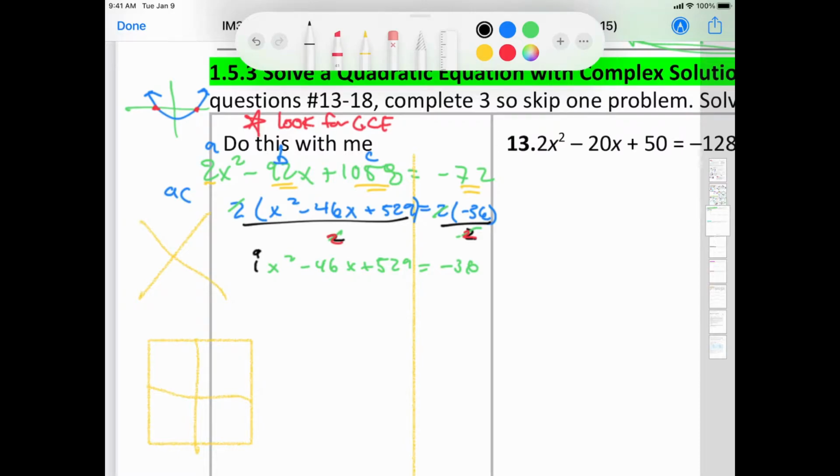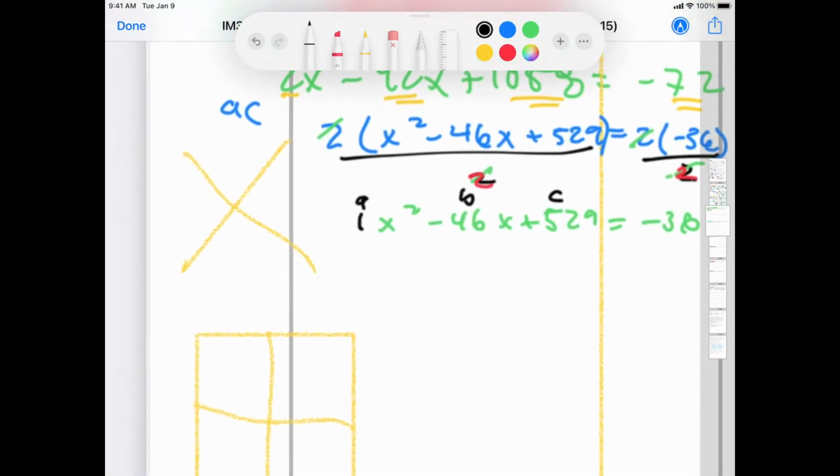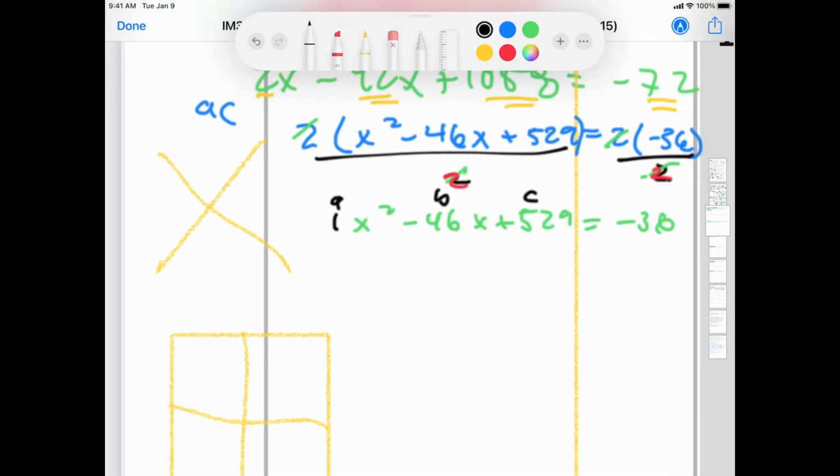Now you notice that these numbers are a lot smaller and easier to work with, where A is 1, B is negative 46, and C is 529. So A times C, 1 times 529, is 529. B value is negative 46. We've been using this trick. Let's see if the trick works. If you take half of 46, you'll get 23. You can also take the square root of 529, and it's also 23, and it has worked so far.